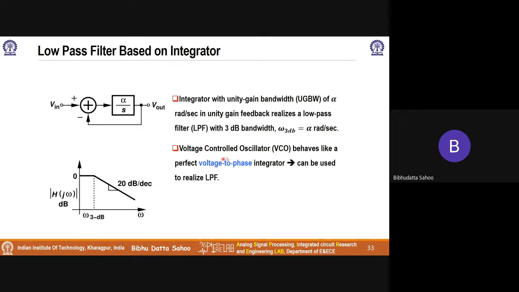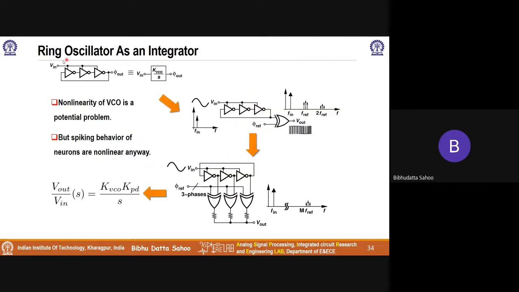Keep in mind here the dimensions are changing: voltage to phase. If I have a V in and I take the phase out, phi out divided by V in, then this is a perfect integrator, where K VCO is the voltage gain. But I have to generate a voltage. So what can I do?